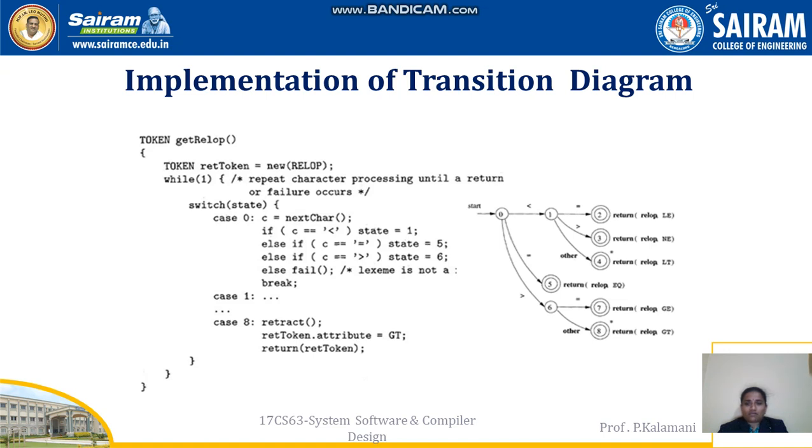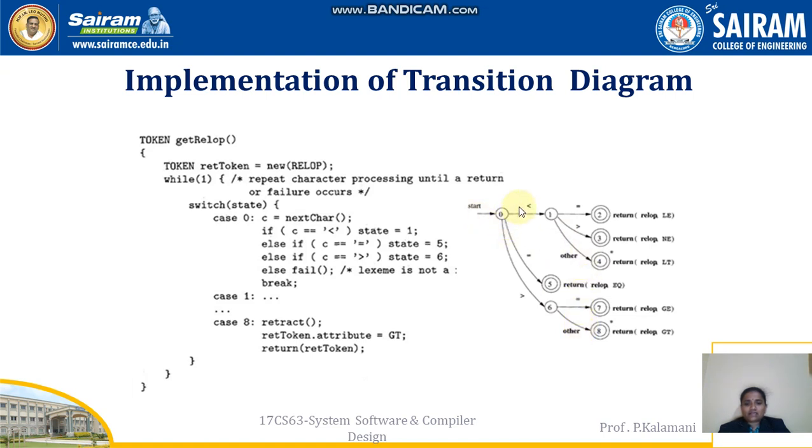Here we have taken the function get relational operator. The return type of that function is token. Then we have taken the return token variable, whose type is token, and it will return a new relational operator. New is the operator used to define that. Then we have used a switch case statement, where the state is given as input. Here how many states do we have? 0 to 8, so we will have case 0 to case 8.